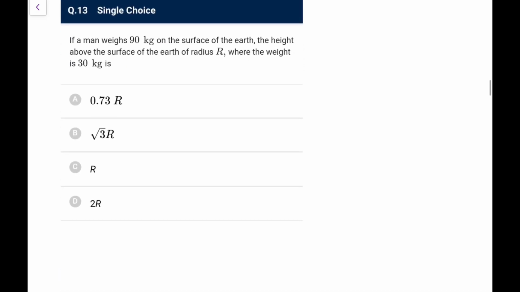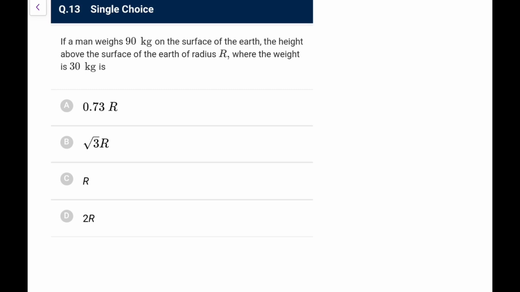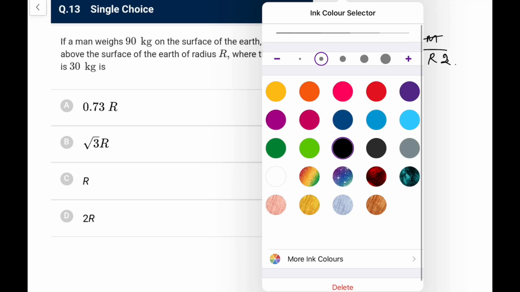Next. A man weighing 90 on the surface of the earth, at what height above the surface of the earth will the weight be 30? That means it should become 1 by 3. So GM upon (R plus h) whole square should be equal to GM by R square times 1 by 3. So GM goes, no need to do this square.